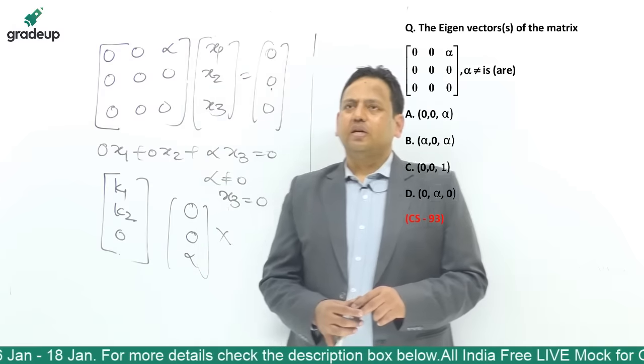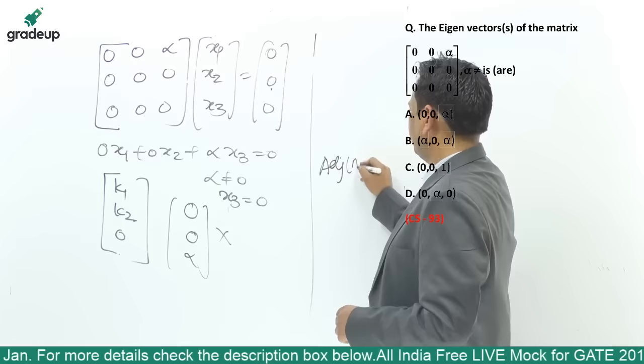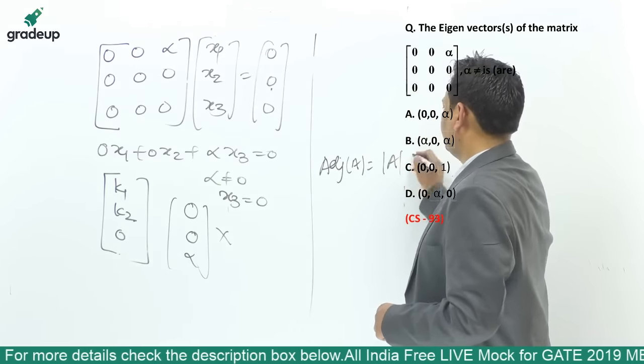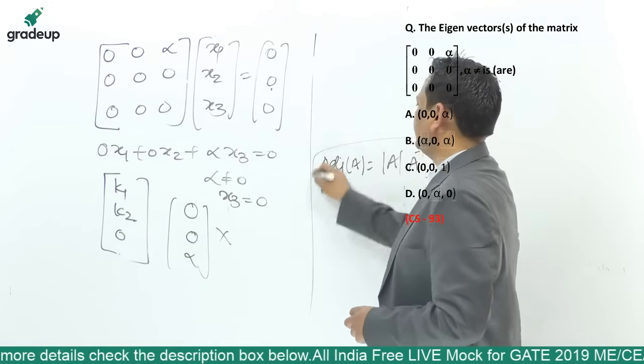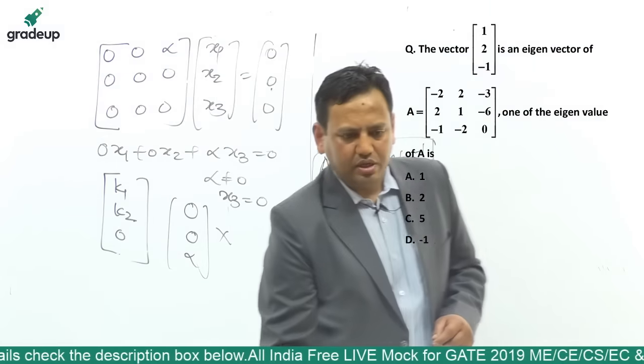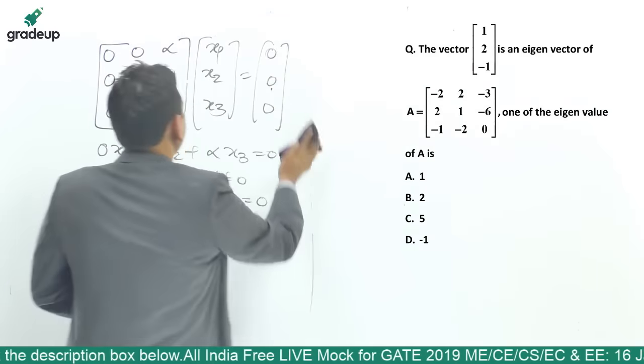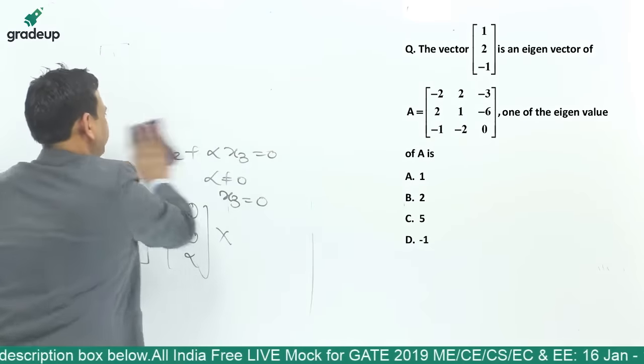Arjun, the adjoint of the matrix is always written as this into A inverse. So this is a relation we generally use. Okay. Now try this one. How to solve this type of question? Let's see.